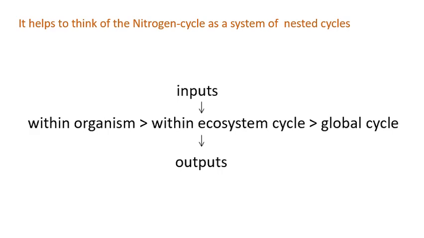Because nitrogen is such a key element for all organisms, organisms tend to hold onto it when they have it. So it can be seen as a system of nested cycles. Nitrogen circulates within the organism, and it circulates between organisms within the ecosystem, and it circulates between ecosystems at a global scale. So whenever you're thinking about the nitrogen cycle, once you've defined the ecosystem that you're thinking about, then you need to think, what are the inputs to that ecosystem and what are the outputs to that ecosystem? So we're going to start by looking at the inputs.